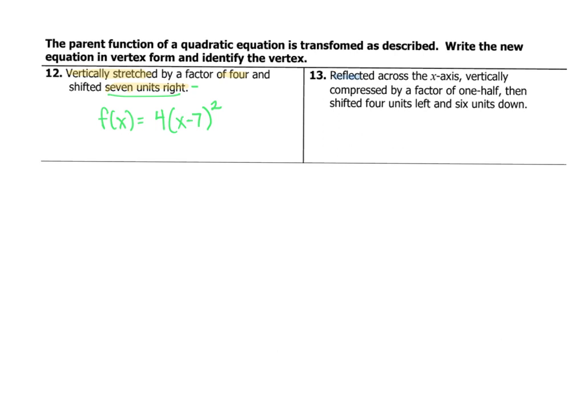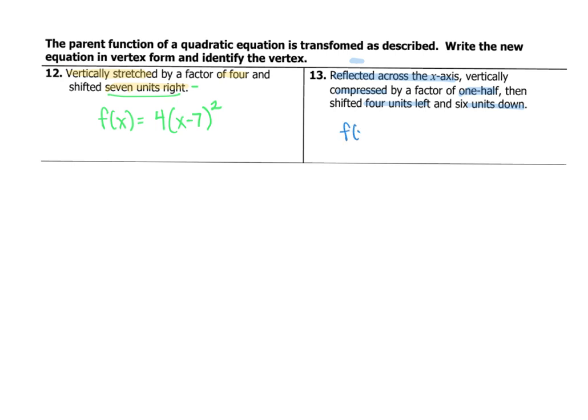Number 13. Okay, reflected across the x-axis. As soon as I see reflected, I'm thinking, hey, there's going to be a negative sign out in front. We're vertically compressed by a factor of 1/2. Okay, stretches or shrinks, compressions happen in front of the parentheses as well. Then we're shifted 4 units left and 6 units down. That's a lot of fun stuff we get to do.